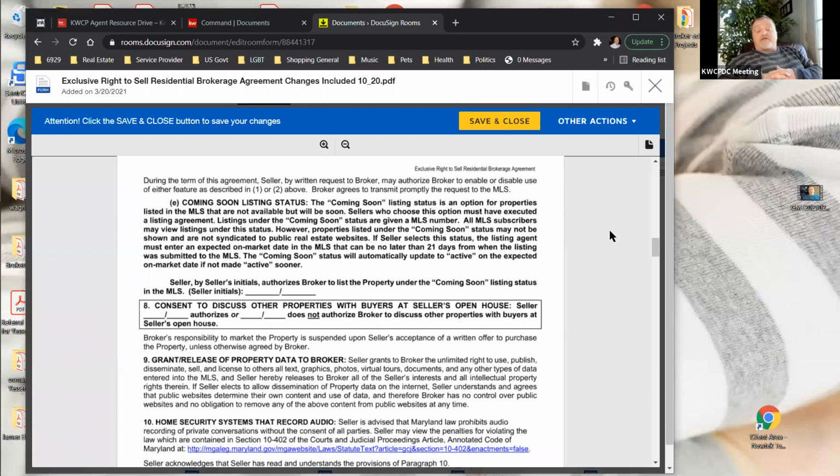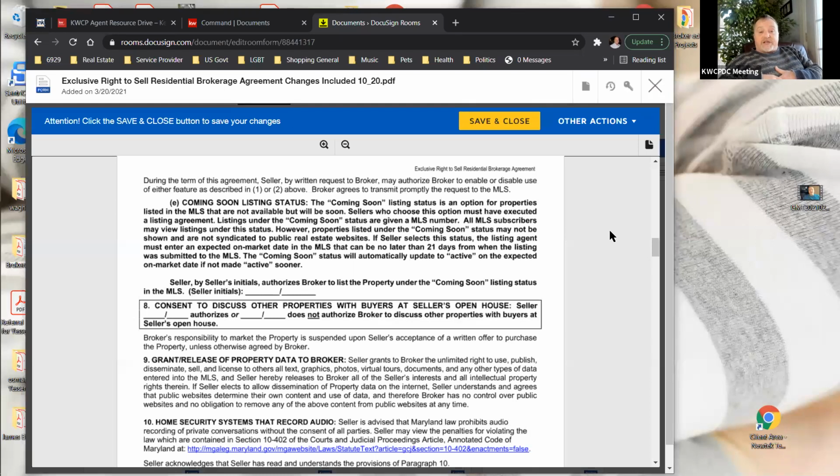Right. And sometimes you'll receive an offer on a coming soon property that says the buyer will have the right to view the property within 24 or 48 hours. If you're going to do that, then you must remove it from the coming soon status and put it into the active under contract status immediately prior to allowing that buyer to go view the property.